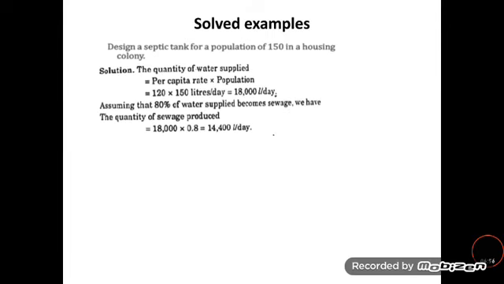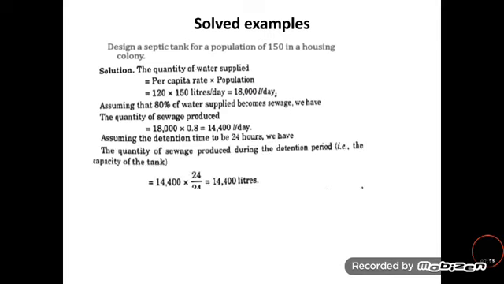So here is an example of designing a septic tank for a population of about 150 persons in a housing colony. The quantity of water supplied is calculated by means of the per capita demand. We can assume the per capita water supply as 120 liters per day per person. It is multiplied by the population of 150 persons to get 18,000 liters per day. About 80% of the water supply becomes sewage. The quantity of sewage produced per day is 18,000 into 0.8, which gives 14,400 liters per day.